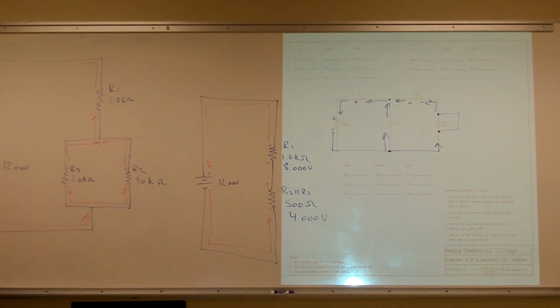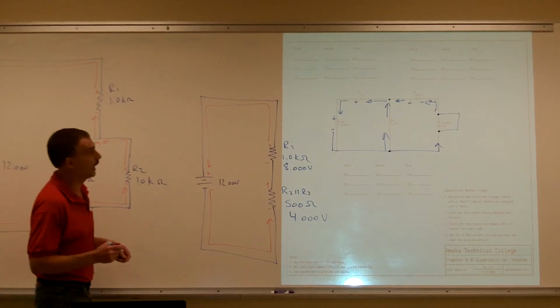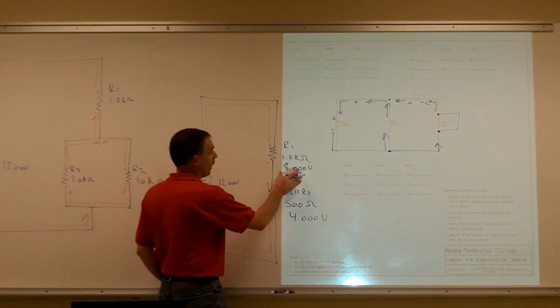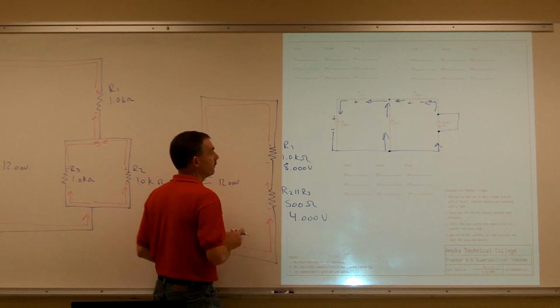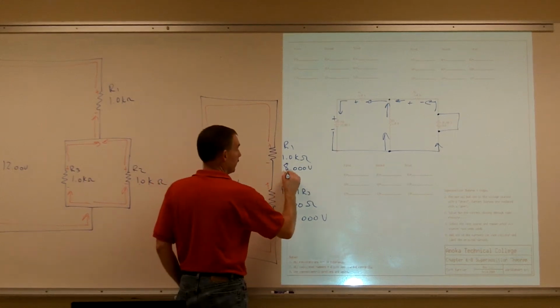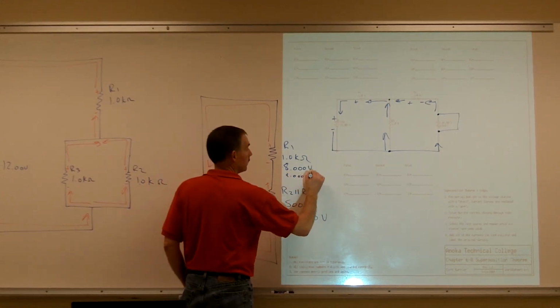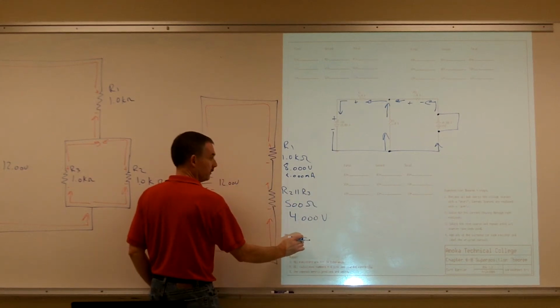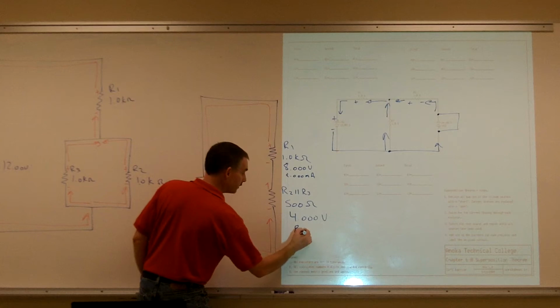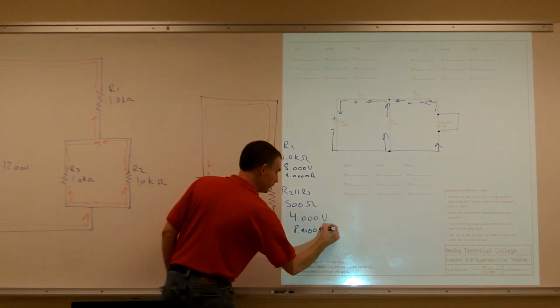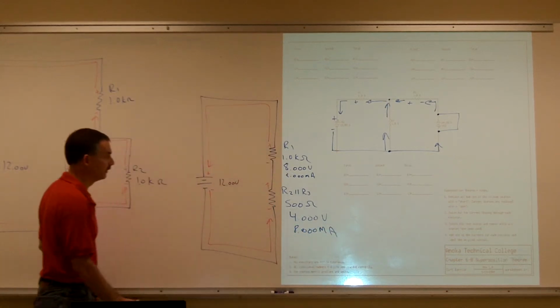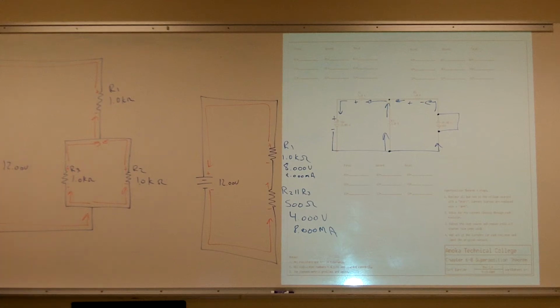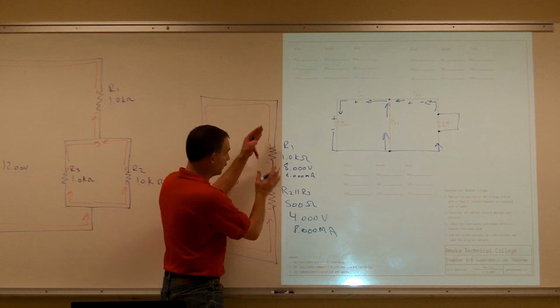All right, now all we have to do is determine what the current is. So what's my current going through R1? 8 milliamps. Okay, how much current is going through R2 and 3? 8 milliamps. It better be 8 milliamps. What remains constant in a series circuit? Current. Yeah, so it better be 8 milliamps. All right, so now we have all that information.